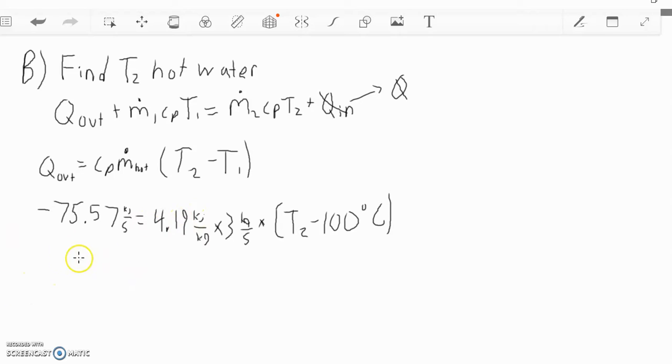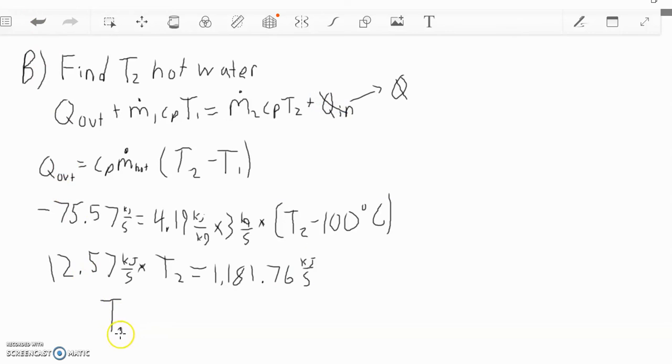which is T1. So then flipping the T to the other side, we get 12.57 kilojoules per second times T2 is equal to 1,181.76 kilojoules per second. And then finally, divide this out, we get T2 is 94.014 degrees Celsius. And that's all for this problem.